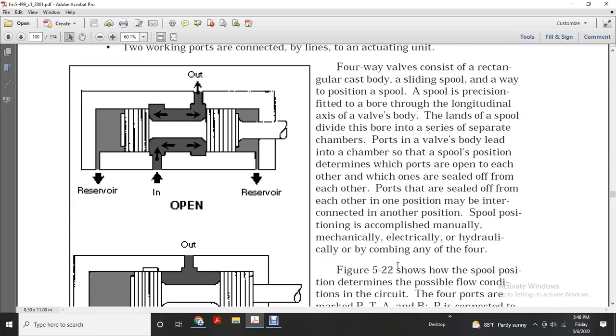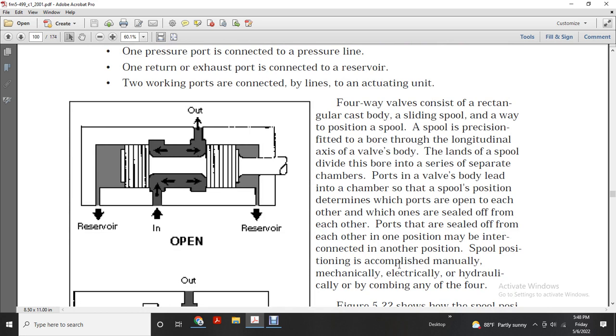The four-way valve has a rectangular cast valve body with a sliding spool. The spool is precisely fitted within a bore along the longitudinal axis of the valve body. The lands of the spool divide the bore into separate chambers, and the spool position determines which ports are open to each other. In one position the ports are sealed from each other, and in another position they are interconnected. Spool positioning is accomplished manually, mechanically, electrically, hydraulically, or by combining any of the four.